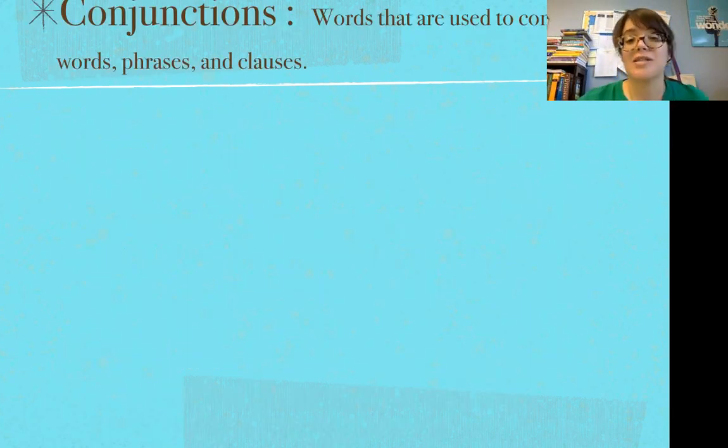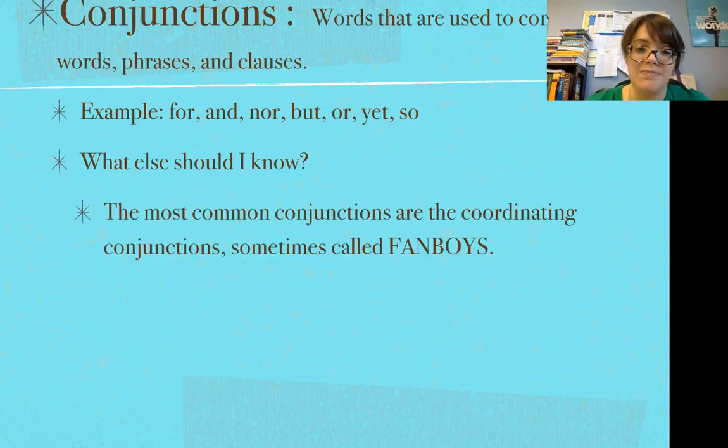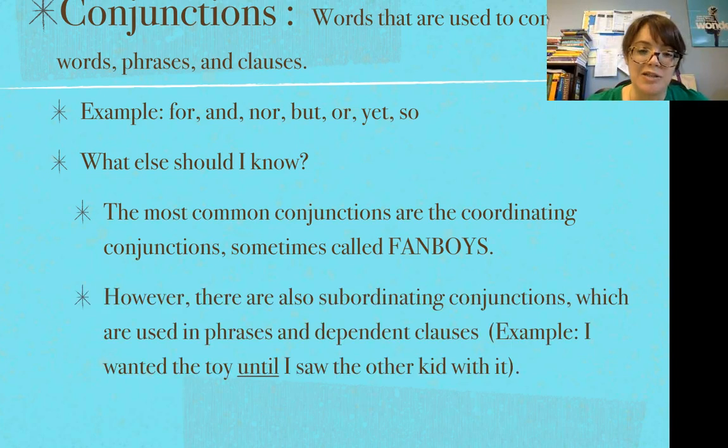All right, conjunctions, words that are used to connect words, phrases, and clauses. Examples: for, and, nor, but, or, yet, so. Those are what we call my fanboys. All right, those are our most common ones. Their official name is coordinating conjunctions.